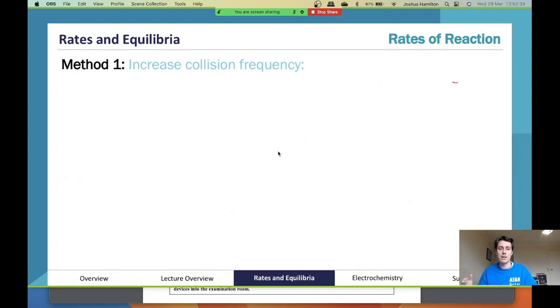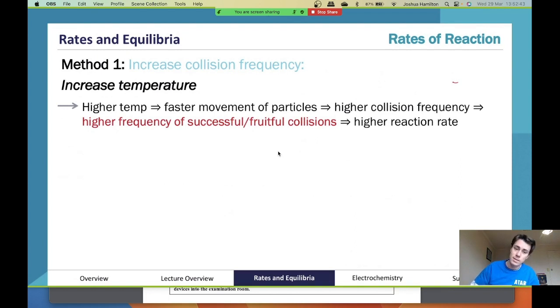What's a way of speeding up particles? Heat something up. So first thing, increase the temperature. The higher the temperature, the faster we move things, the higher the collision frequency, the more fruitful collisions we get, because we're going to get more collisions, and even if the proportion isn't any better, overall you're still going to get more fruitful collisions, because overall you've got more collisions. Then we think about a second one.